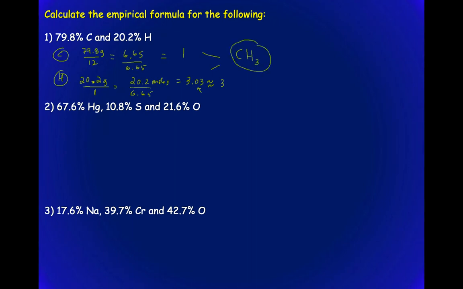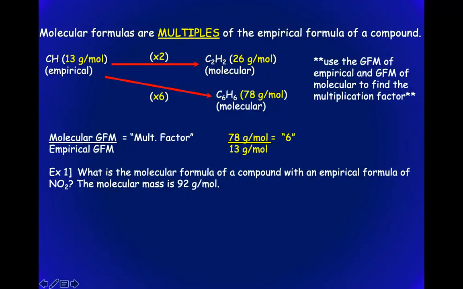I'm going to let you do this on your own, and you can figure out what you're going to do here. We can do this in class, and you can check your answers at that point. All right, so the next part is something called the molecular formula. Now, a molecular formula is after you get the empirical.